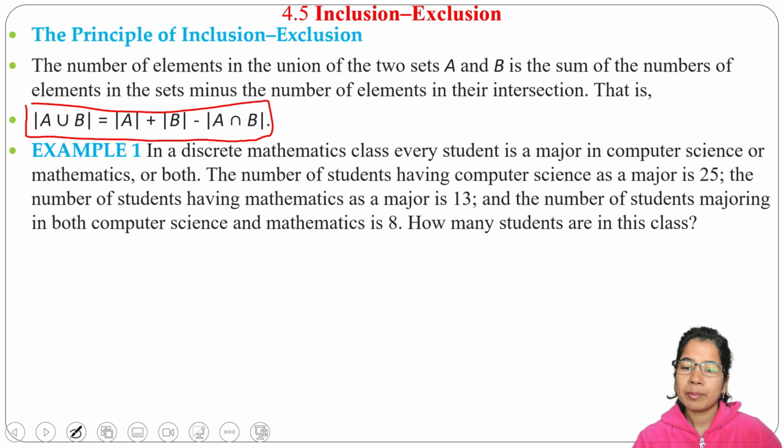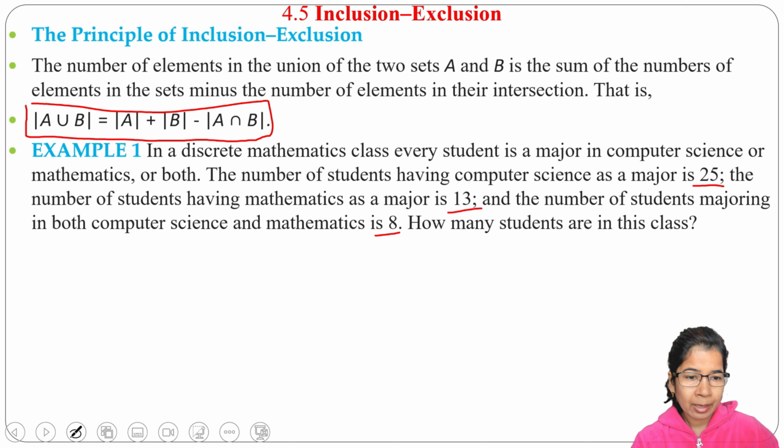Let's see one example. Example 1. In a discrete mathematics class, every student is a major of computer science or mathematics or both. The number of students having computer science as a major is 25. The number of students having mathematics as a major is 13, and the number of students majoring in both computer science and mathematics is 8. How many students are in this class?